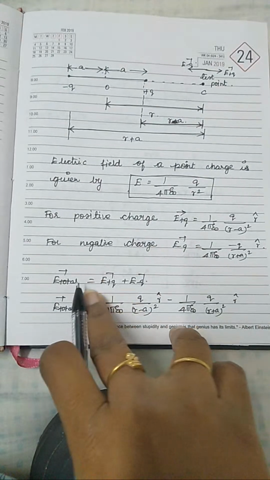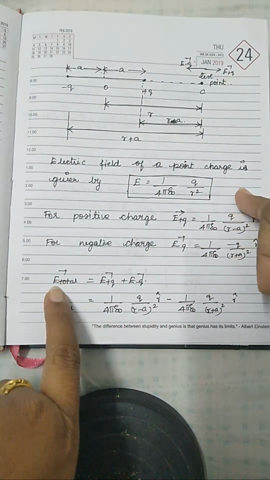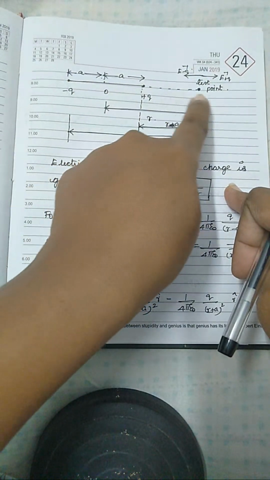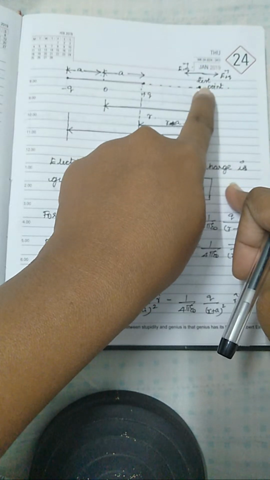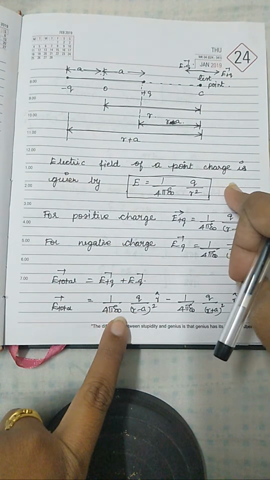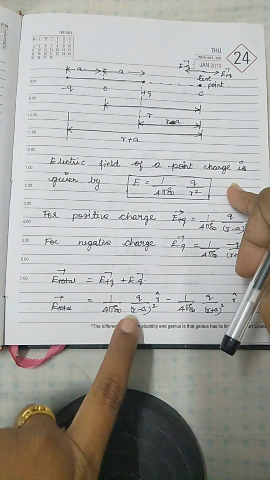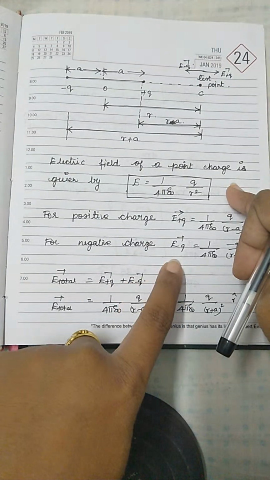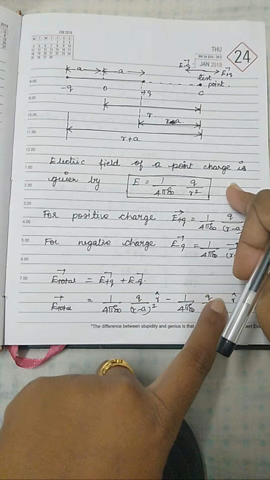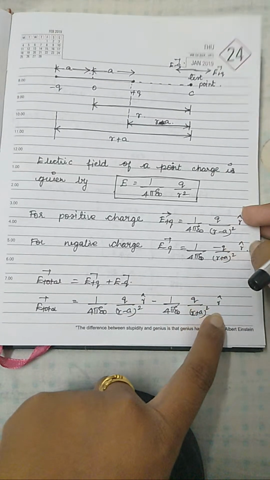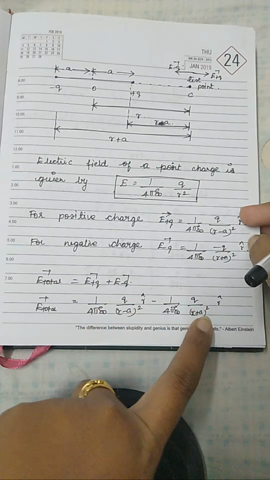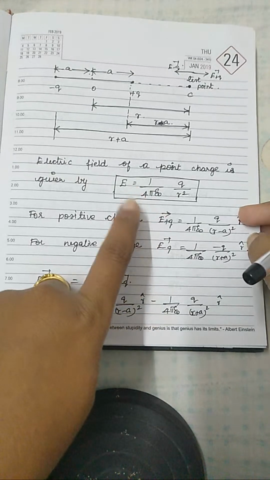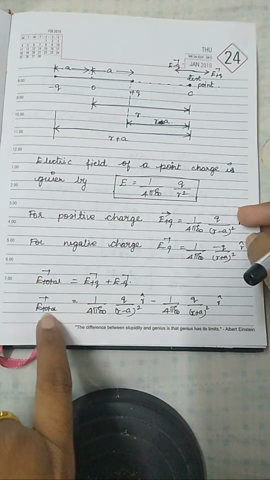According to the superposition theorem, we have to add both the values. So take your E total, which is nothing but E at the test point, which is located along the axial line of the dipole. So E total is given by 1 by 4 pi epsilon naught q by (r minus a) the whole square, minus E minus q, which is nothing but 1 by 4 pi epsilon naught minus q divided by (r plus a) the whole square. I have added both the values, which is nothing but the superposition theorem. Superposition theorem is nothing but adding the individual electric field values to get the total value.